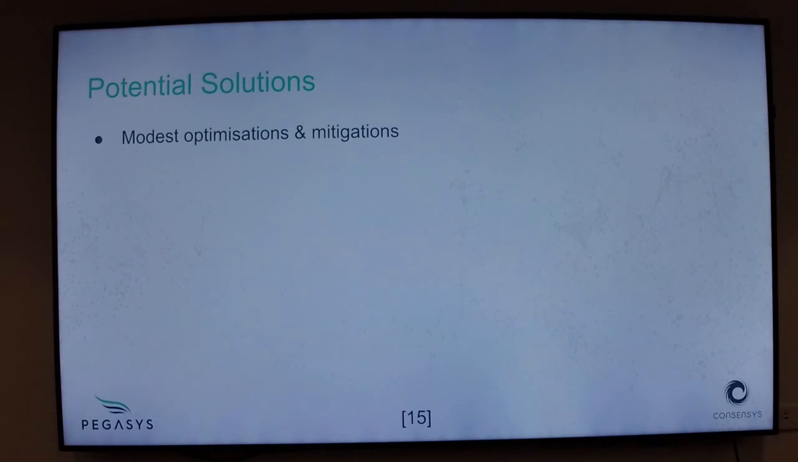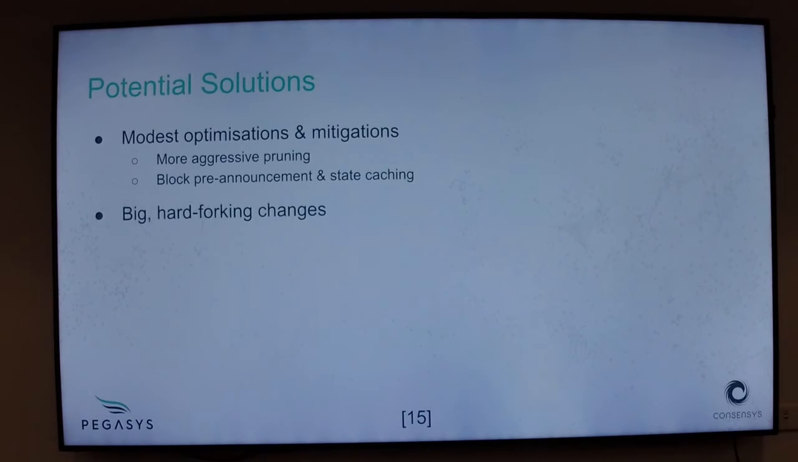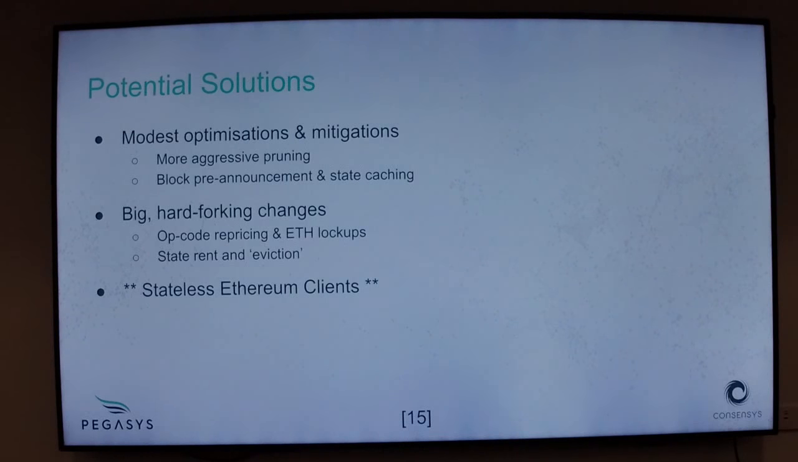Some of the solutions that have been put forward are not just stateless, there were a few other things. More modest optimizations I'll go into in a little more detail in a bit. Then more aggressive pruning and block pre-announcement, big hard forking changes, state rent and eviction, and then we're going to look at stateless Ethereum clients. So if state size is the biggest problem, why don't we just get rid of state?